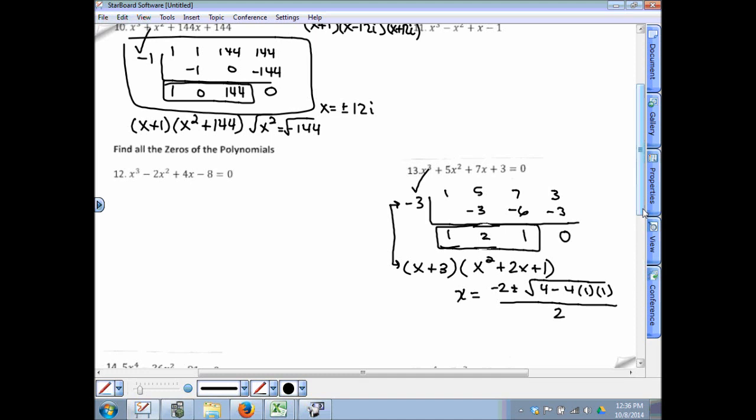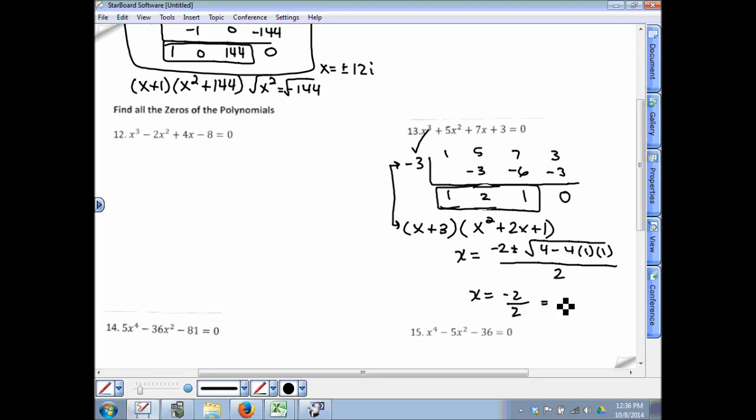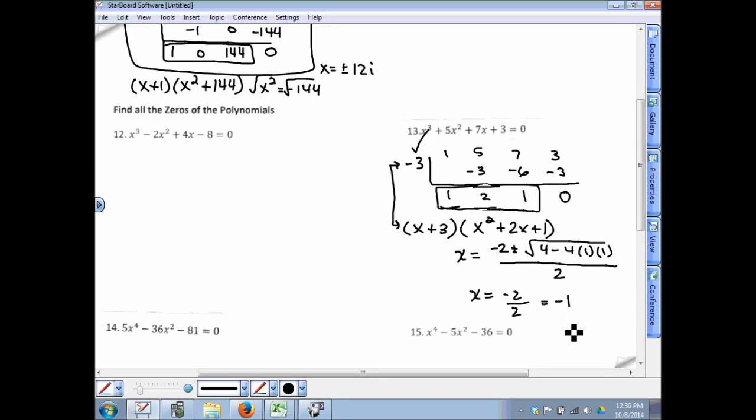And what is 4 minus 4? Square root of 0? So this is what we have. We have x equals -2 plus or minus 0. But if it's just plus or minus 0, does that mean anything? I would just get rid of it then. You don't need plus or minus 0. But that's all divided by 2, and then -2 over 2 is -1.